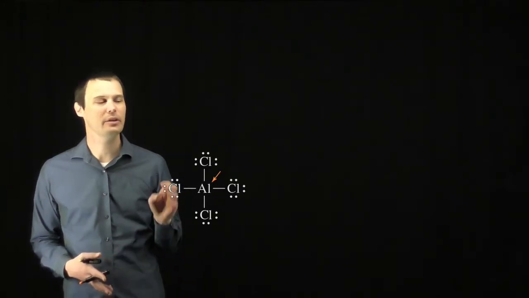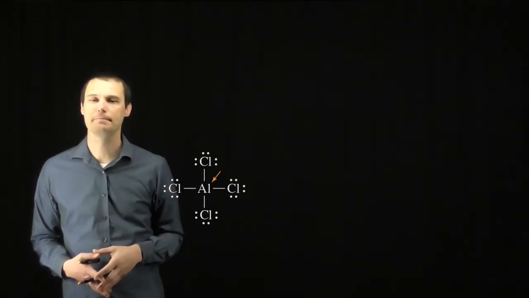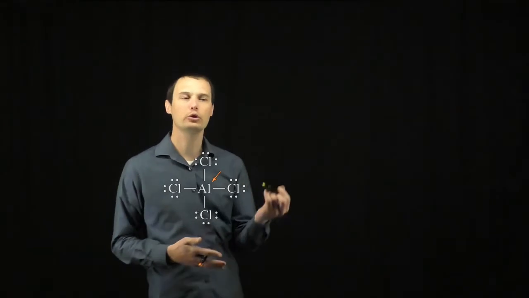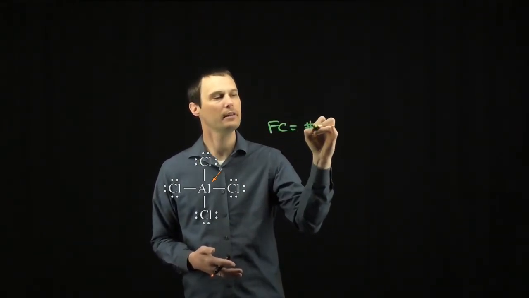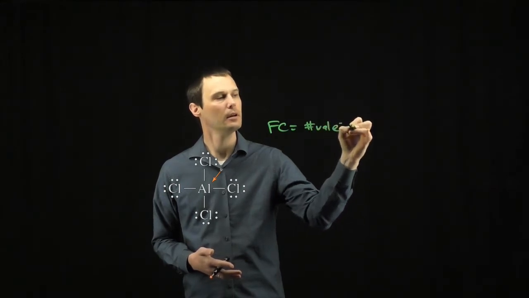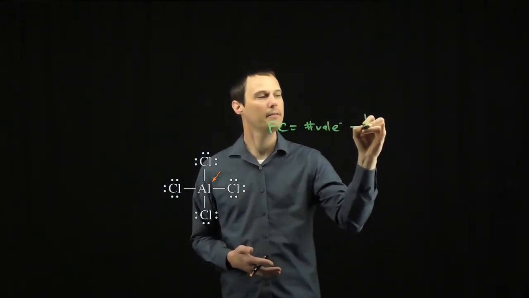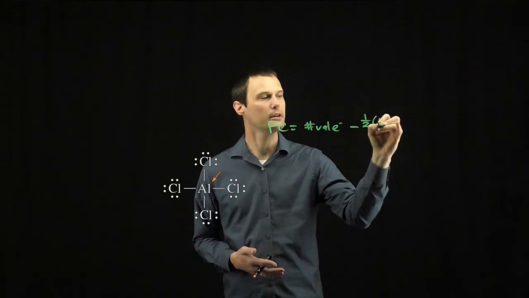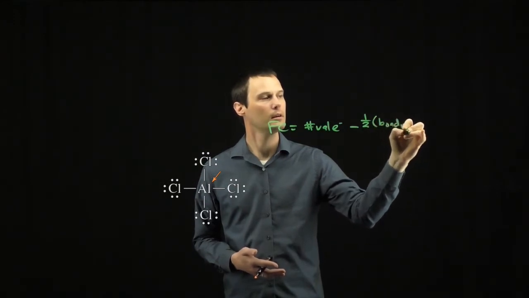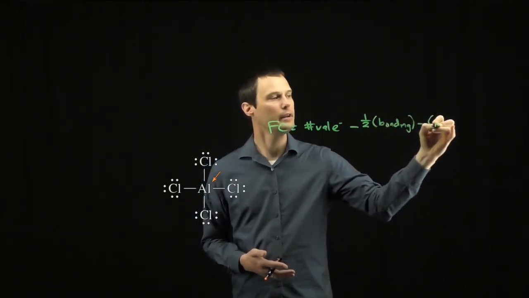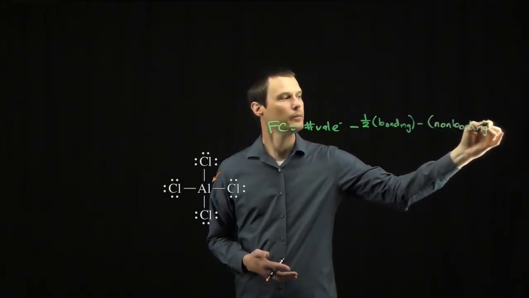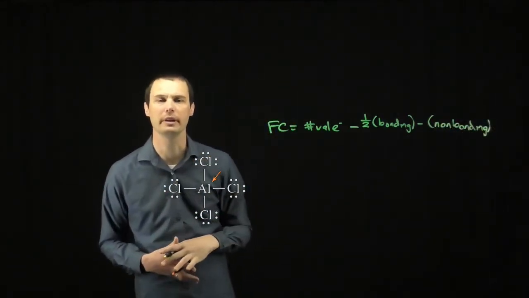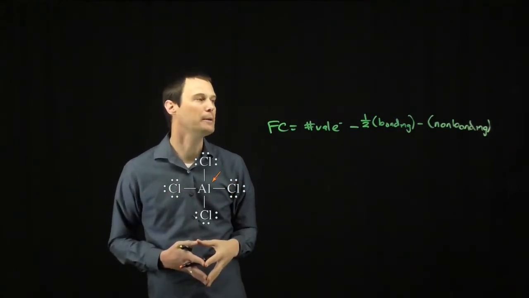The question asks us to calculate the formal charge on the indicated element. Our equation for formal charge equals the number of valence electrons minus half of the bonding electrons minus all of the non-bonding electrons. The non-bonding electrons are the lone pairs of electrons not otherwise involved in a bond.